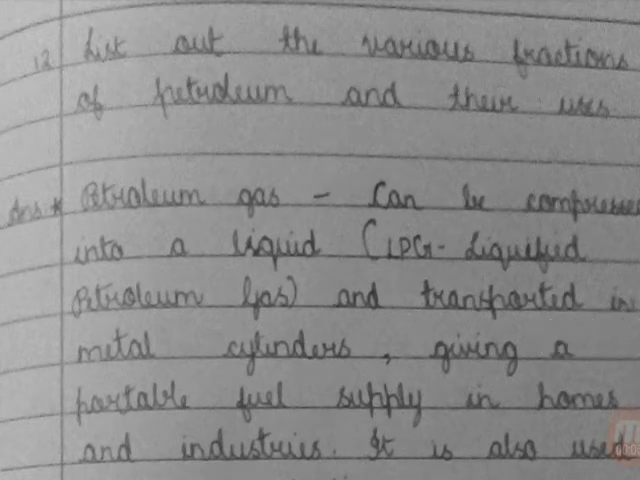List out the various fractions of petroleum and their uses. Answer: petroleum gas. It can be compressed into a liquid, LPG, liquefied petroleum gas, and transported in metal cylinders, giving a portable fuel supply in homes and industries. It is also used in the production of carbon black.